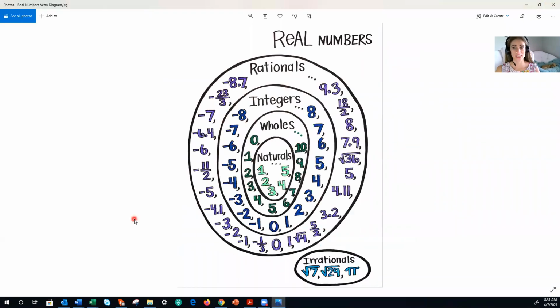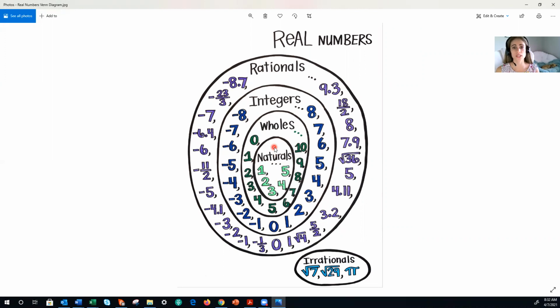All right, right here, we have a nice little diagram of the real number system. Now, the real number system is our overarching umbrella term. Within that, we have all these different rings, all these different types of numbers. We're actually going to start in the middle and work our way out. So in the very middle, we have natural numbers.